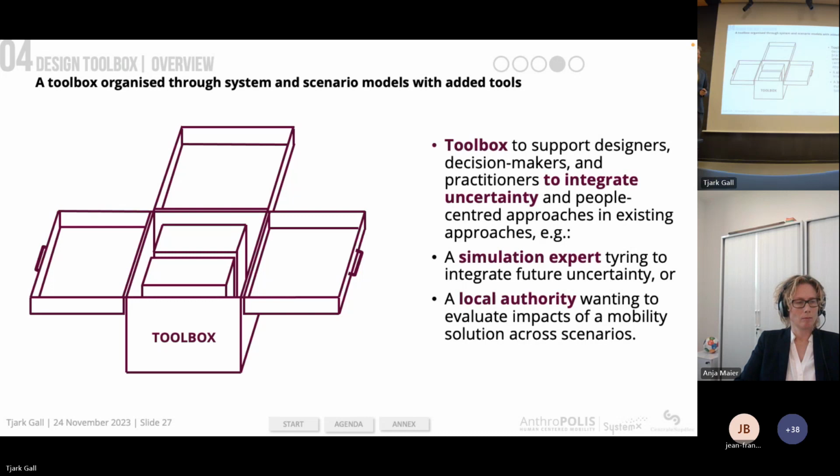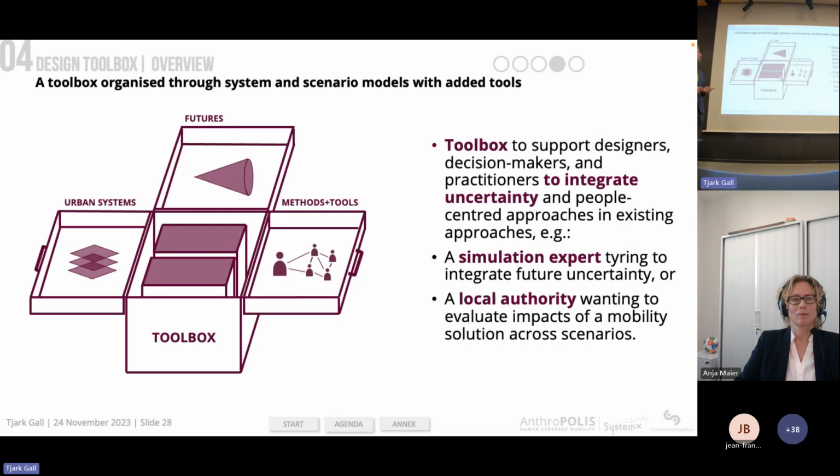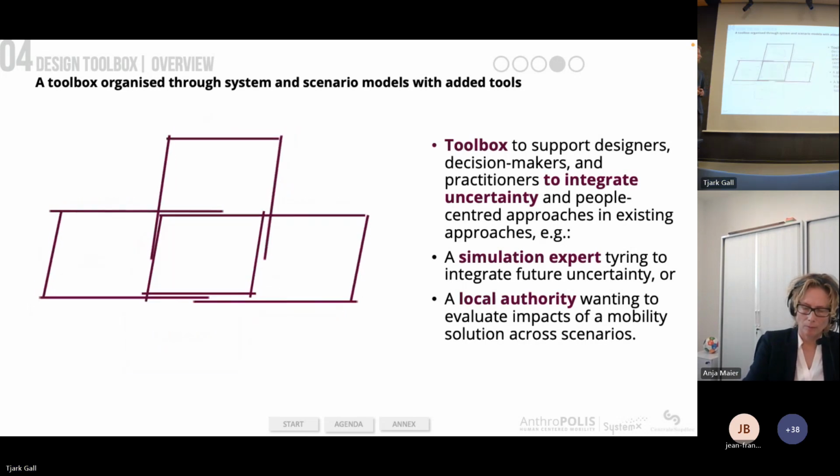Two potential uses which we see for such a toolbox are simulation experts, who are trying in their simulations to integrate future uncertainty, or local authorities trying to evaluate rapidly the impact of a potential solution. So it's just 2 examples, but that's the general idea. We added a couple of things to that toolbox. I will talk about them in detail afterwards.